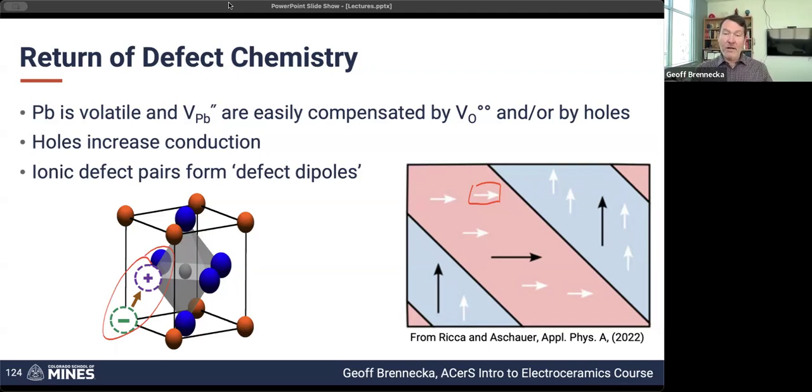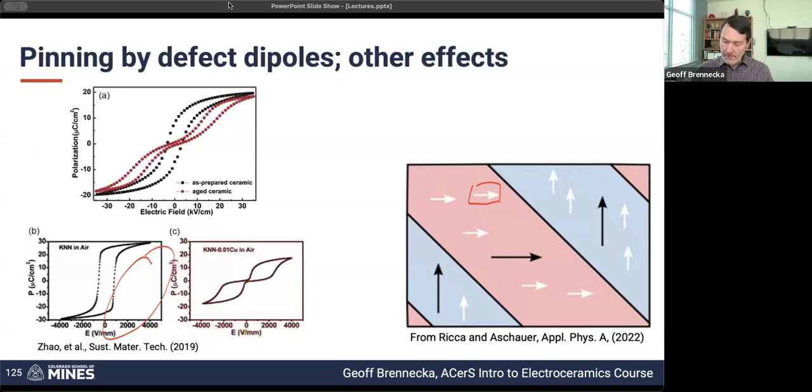And because of that, they end up pinning the domain walls. What that basically means is that it makes the domains harder to switch. You apply an electric field and the domain wall starts to move, but then it runs into one of these defect dipoles, and that creates an energy barrier to continuing to move the domain wall. When you have a bunch of pinning sites, you can end up with these kind of pinched loops. And yes, it looks a little bit like anti-ferroelectricity.